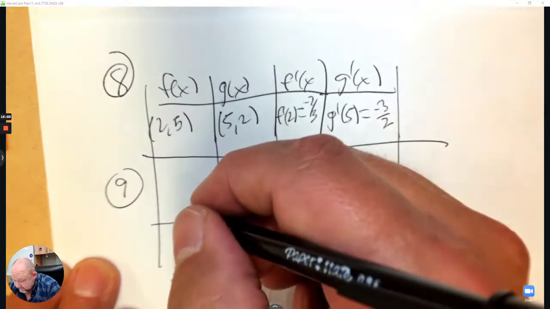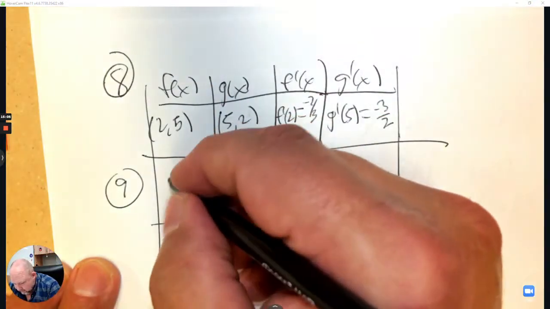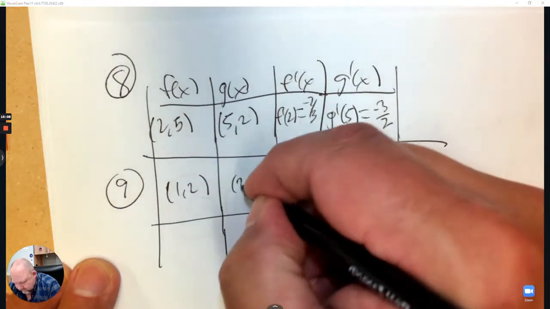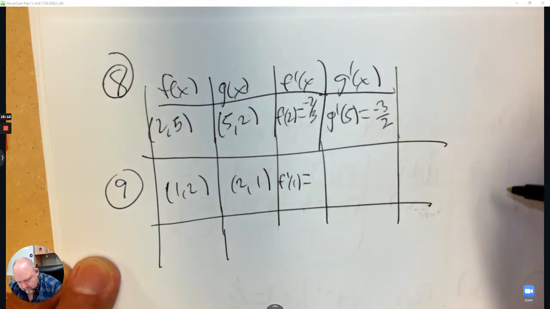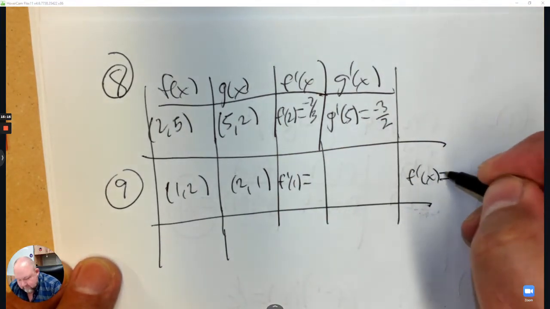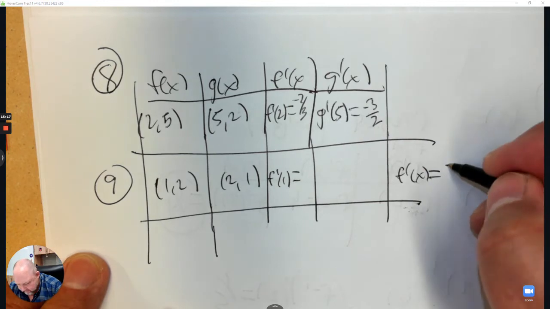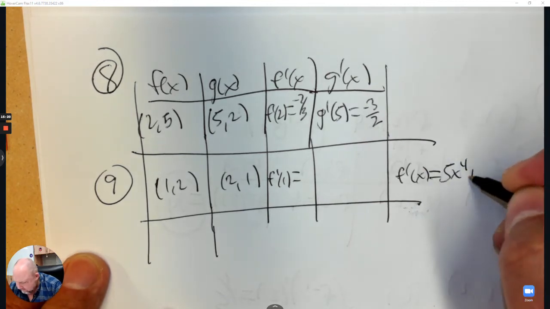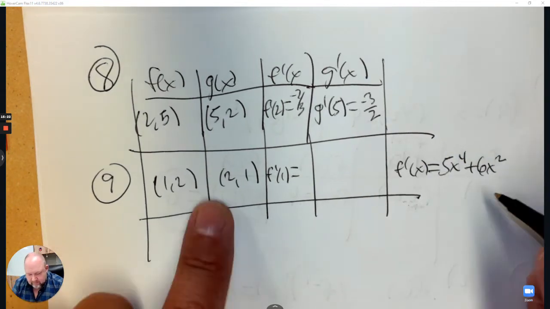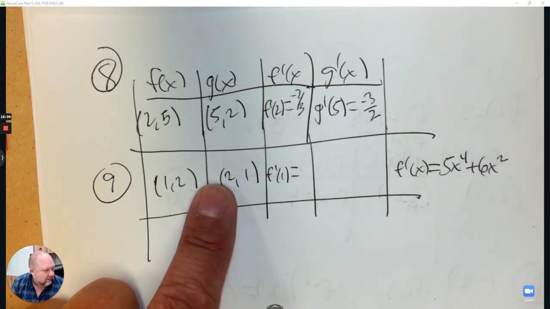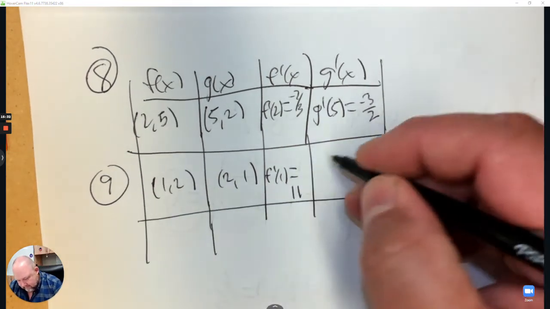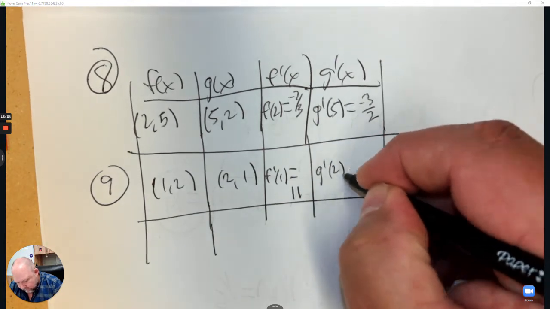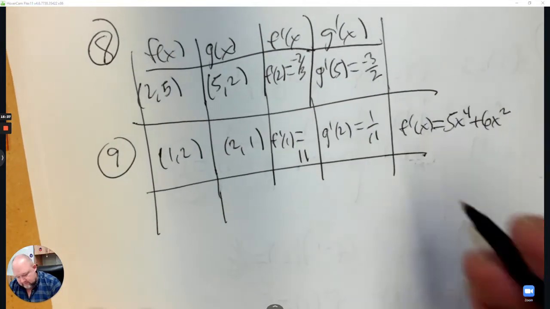So for number 9, the point is (1, 2), so the inverse point is (2, 1). For the derivative at 1, first I need to take the derivative of f, which is 5x to the 4th plus 6x squared. I'm going to plug 2 into that, and what answer do I get? Sorry, I'm going to plug 1 into that. That makes it easier. That's 11. And that means the derivative at 2 would be the reciprocal, which is 1 over 11.